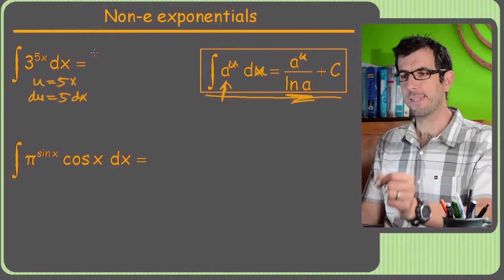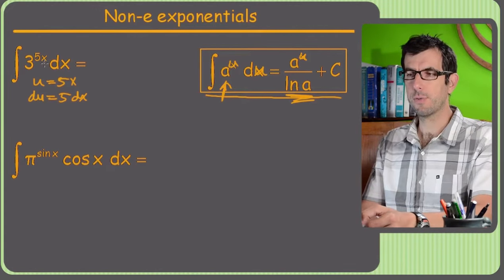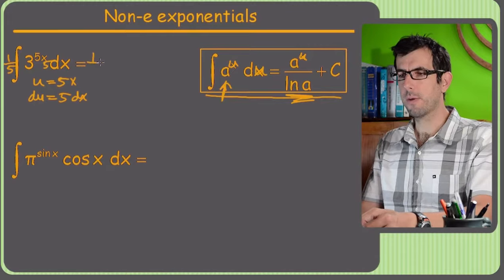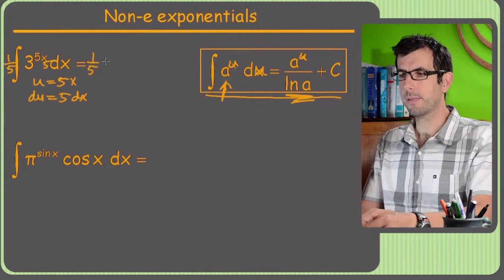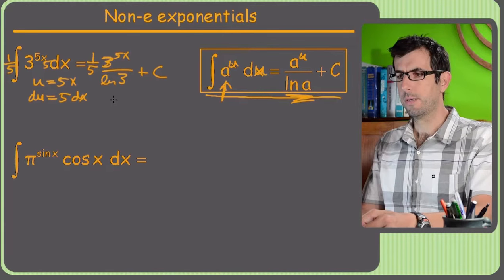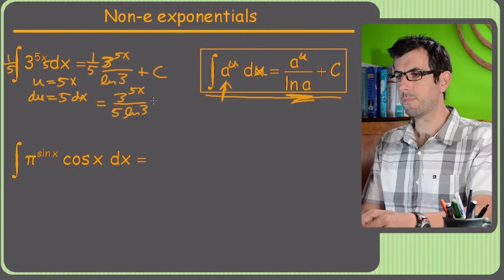All right, so 3 to the 5x. Our u is just the exponent, because that's how this formula looks, so du is 5dx. I just do the usual, put a 5 there, which means I need a 1/5 out front to make up for it. And now I just plug and chug through the formula. So I keep my 1/5 out front. Then I need a to the u, so basically the same exponential I started the day with. But then I've got to divide by the natural log of the base, so natural log of 3. So I end up with 3 to the 5x over 5 ln of 3, plus c.